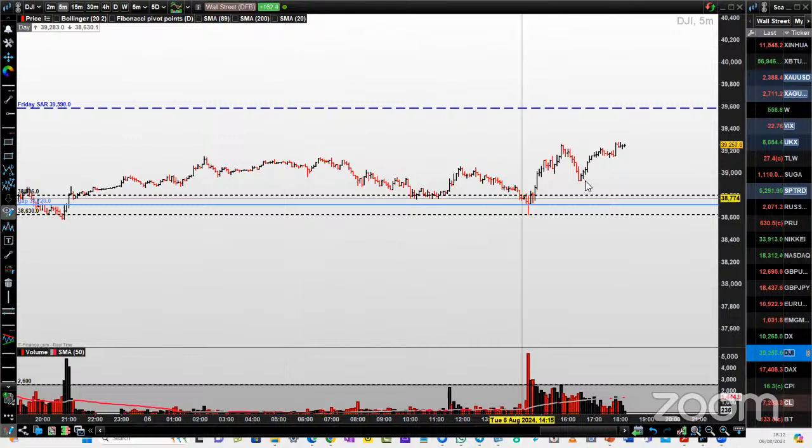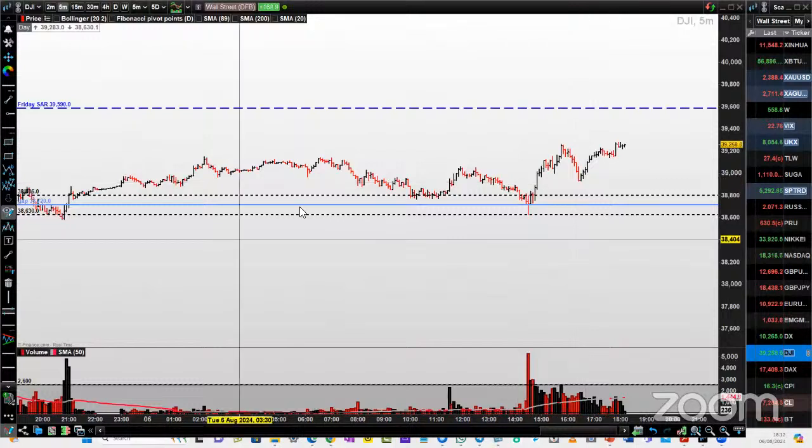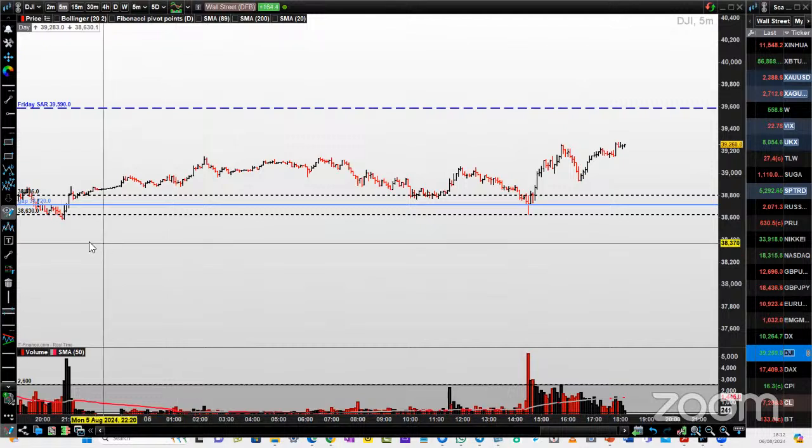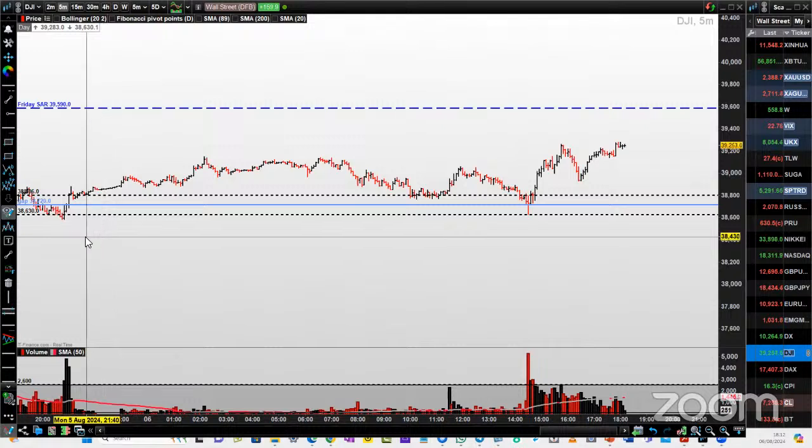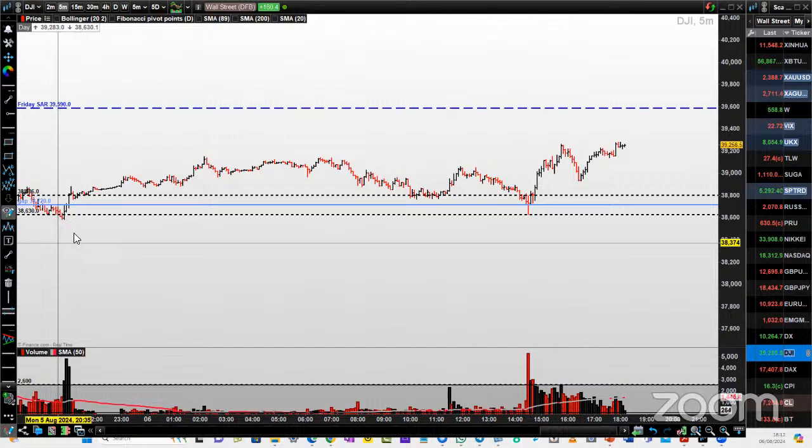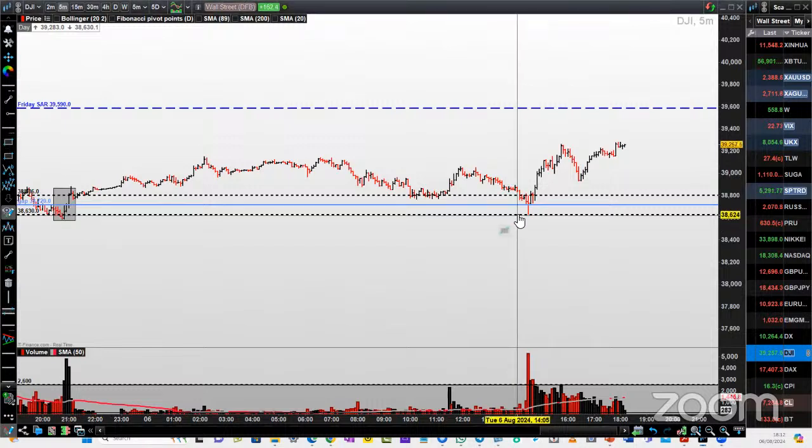Now that pullback there at 38,935 was also viable. The closing range is the last 15 minutes of the cash market. So in UK terms, that's 8:45 p.m. to 9 p.m., and that's what we had over here on the left. So that's the closing range of Monday, and that's the opening range on Tuesday. And you can see how close they are.